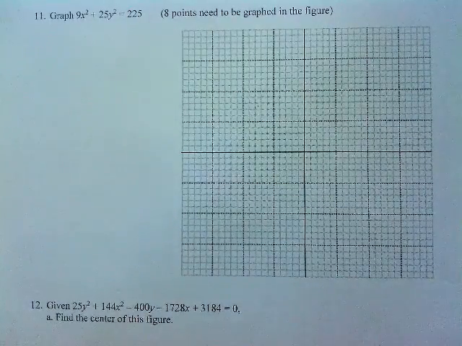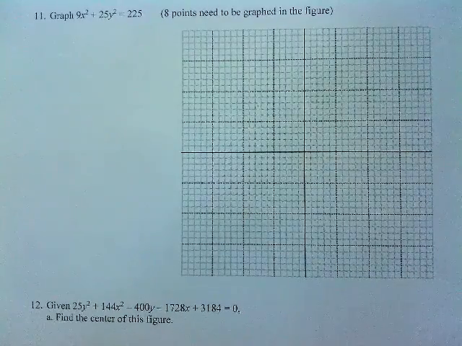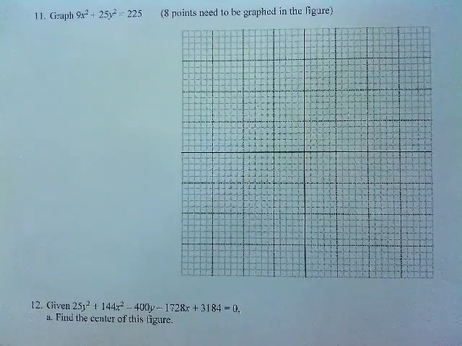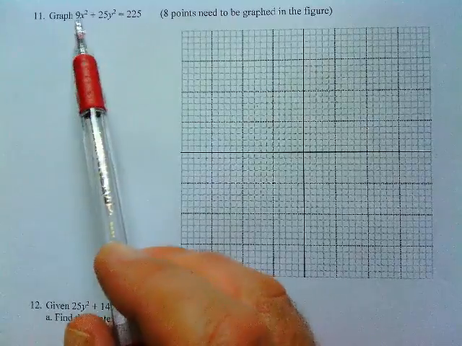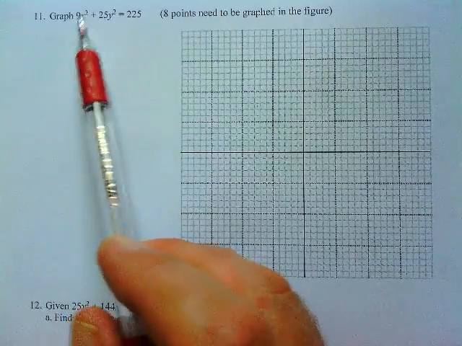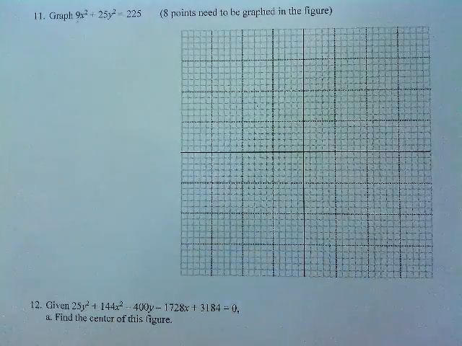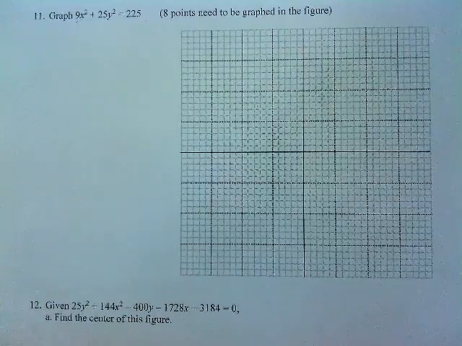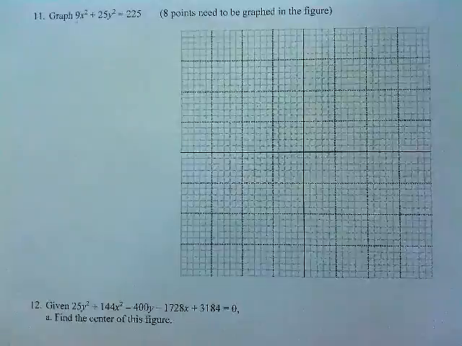Alright, let's now go through the second half of our review for the final. We are going to start off with graphing an ellipse. You can tell that it's an ellipse because we have different numbers in front of the x squared and y squared terms. So even after we divide by the 225, we will have an a squared and b squared that are not the same. So our first step will be dividing everything by the 225.